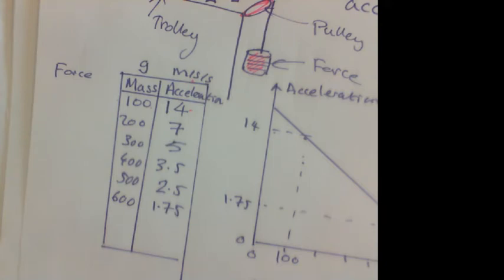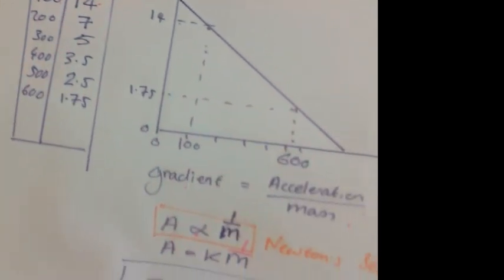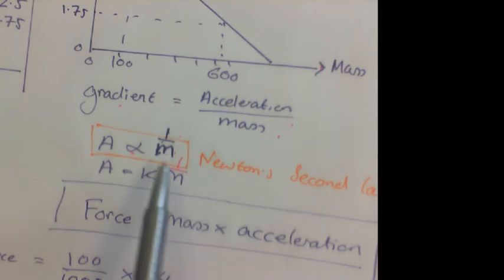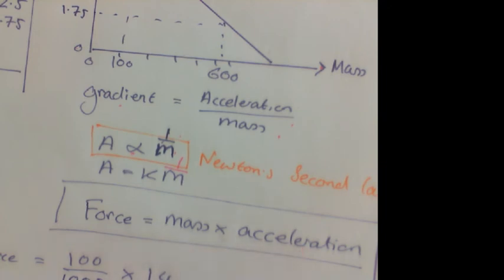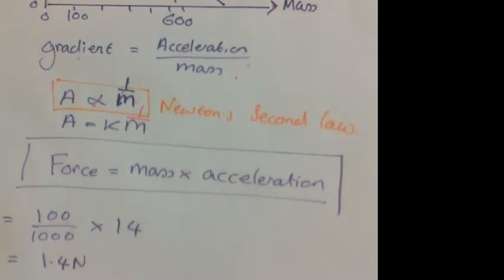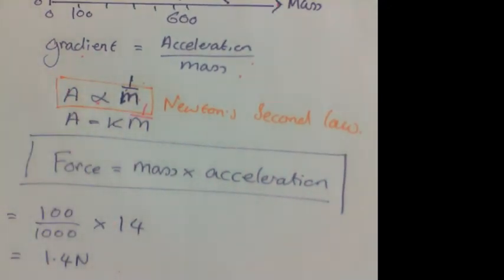That starts to lead us towards Newton's second law, which is that acceleration is proportional to 1 over the mass, and the force is equal to mass times acceleration. When we come on to momentum, I'll give you a bit more detail about Newton's second law.